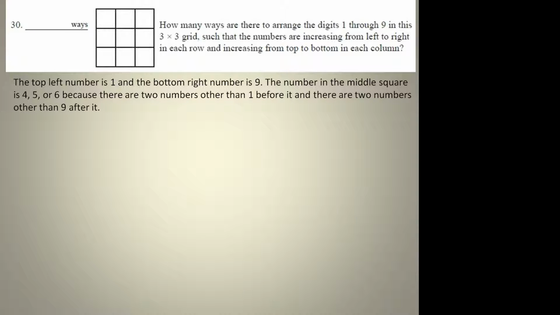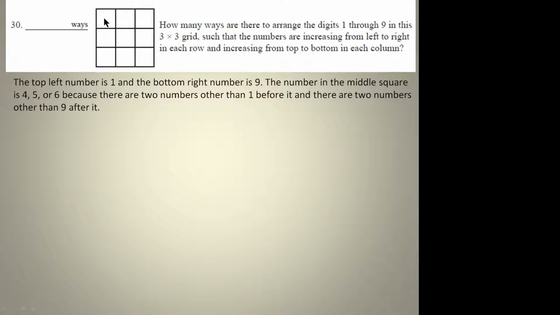Okay, the top left number is 1. In this square it is 1 because that's the smallest number here, since all the numbers here will be bigger than this, and all the numbers here will be bigger than that. So you see that's the smallest. In a similar way, this one is the biggest. So this will be 1, that will be 9.